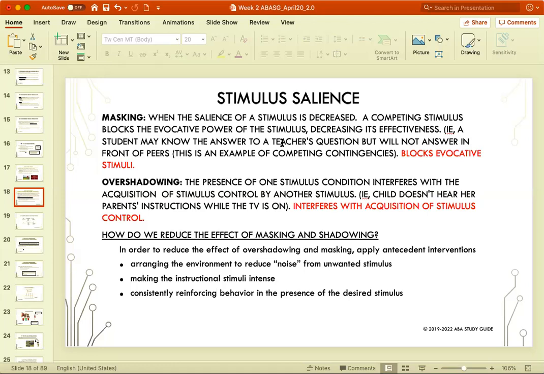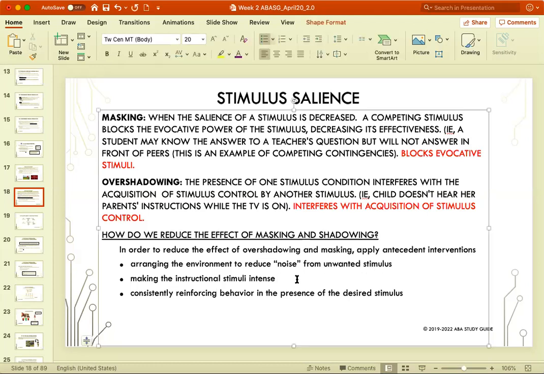I might want to make the instructional stimuli intense or increase maybe the salience there. And then I might want to consistently reinforce behavior in the presence of the desired stimulus. So I would make sure that I have developed very tight stimulus control. That way when other things come into the room that may compete, you will still respond. Or if there's another stimulus in the environment, that stimulus doesn't overshadow my instruction.